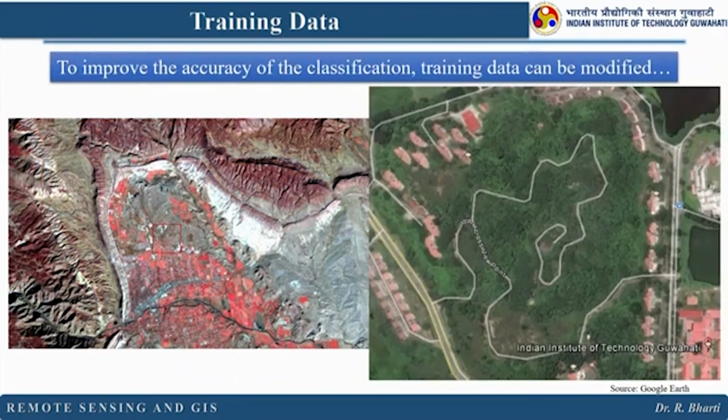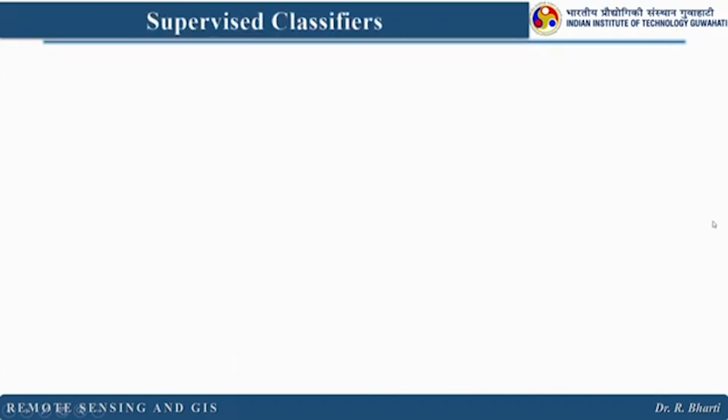Now the next point is, to improve the accuracy of the classification, training data can be modified. So suppose you have followed some of the logics, but some of the logics you have ignored because in the first attempt the information was not available, and you find that the classified image is not good. So then you can revisit your training data, modify it, follow all the rules, and then your classification result will be very good.